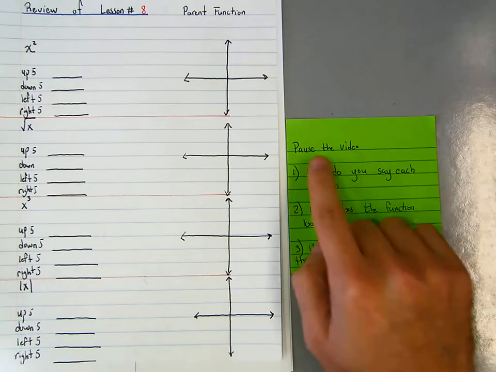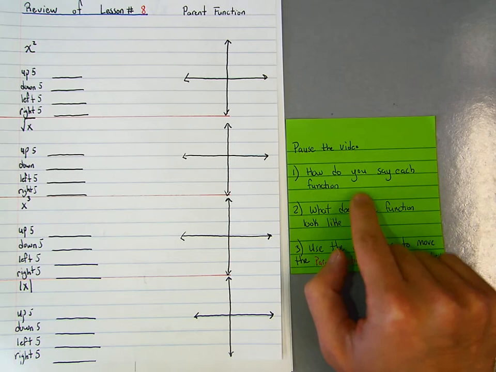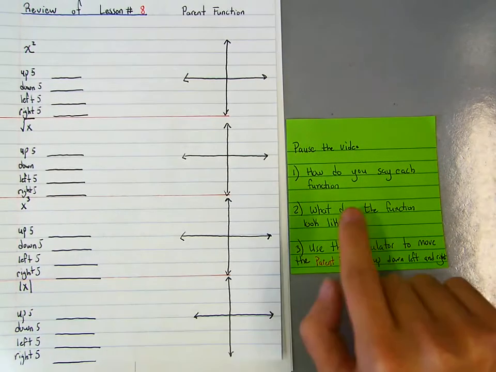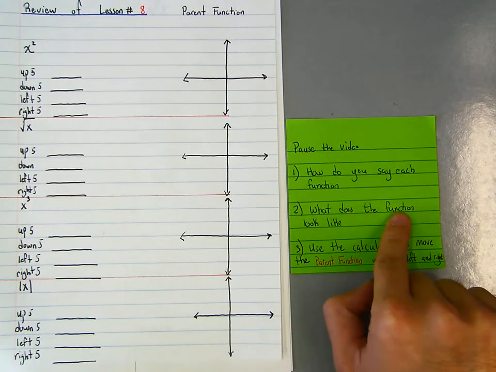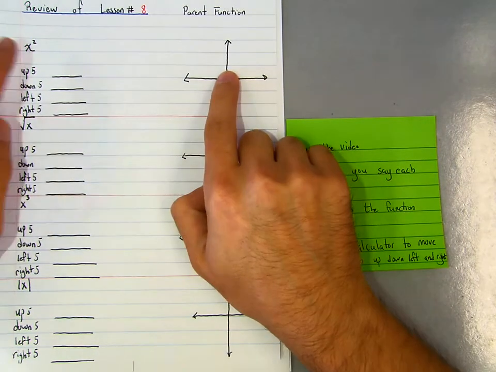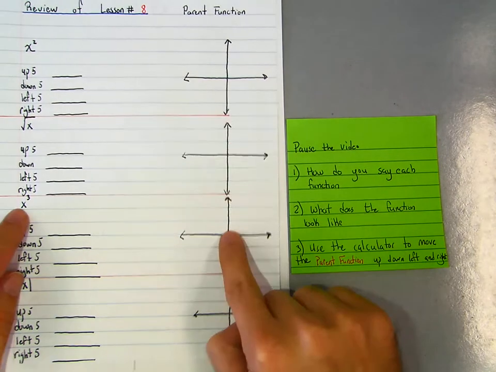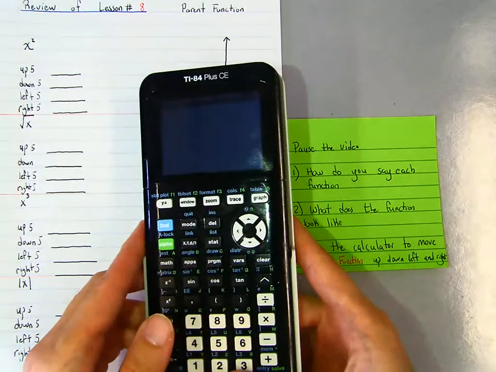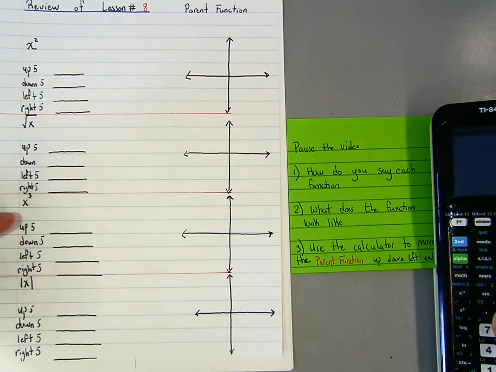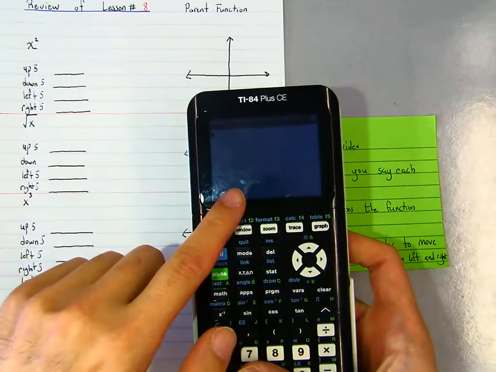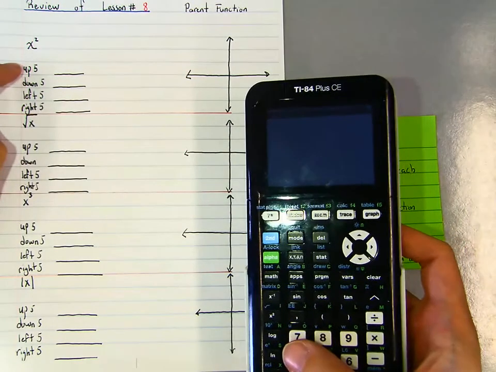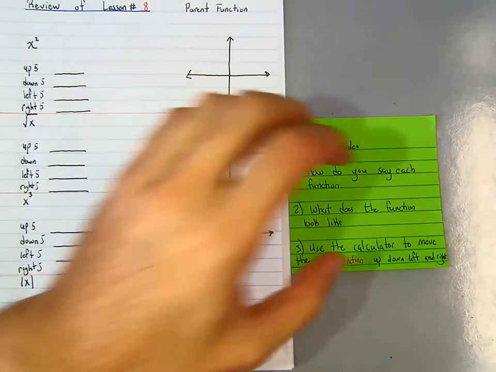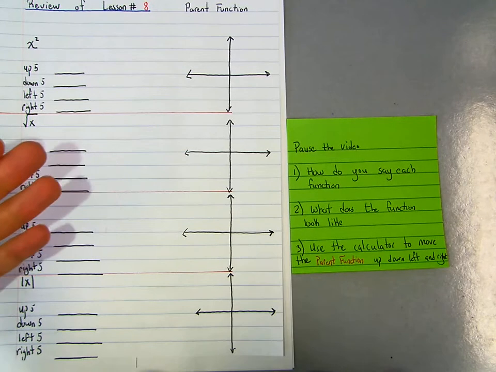But here, pause the video, and how do you say each function, right? You have this one, this one, this one, and this one, right? How do you say each function? What does the function look like? How would you sketch these functions over here, right? They have a certain look. And then what I'd also like you to do is grab your calculator and show that you could take each one of these functions, put it into the calculator, right? See what it looks like. And how do you make it move up, down, left, and right 5 units for each function, okay? Pause the video and try that on your own before you continue, right?